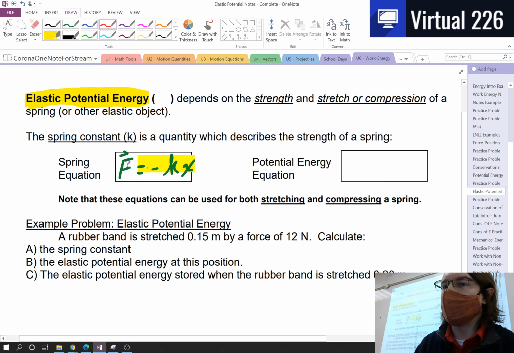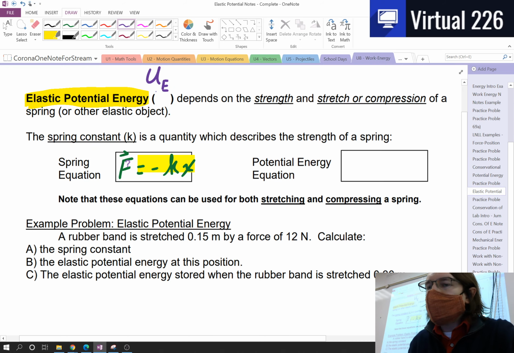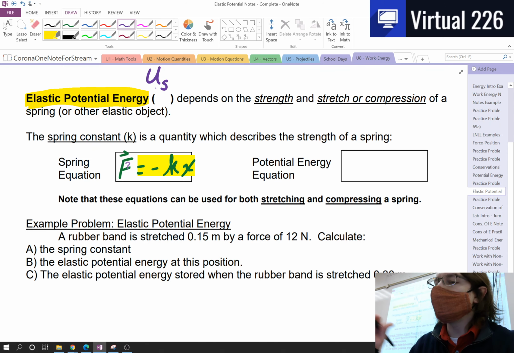This was Hooke's law. Now, in terms of elastic potential energies, because they're still potential energies, we're still going to use that capital U to describe them. And then some people like to use the letter E for an elastic potential energy. I personally like to use the letter S, because I always think of these as springs, so like a spring potential energy. But if you want to use UE, US, nobody's going to yell at you for that, as long as you know what you're talking about.